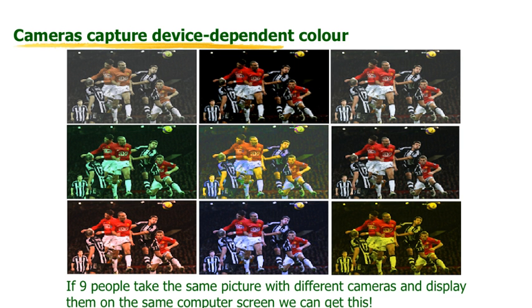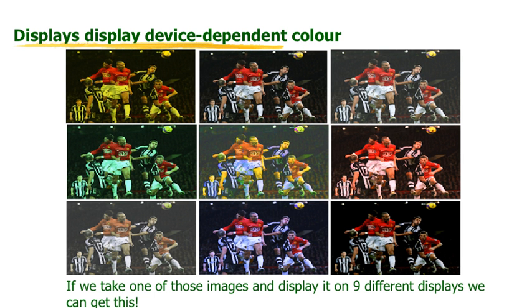I like to give the example that if 9 people took the same picture at a football match with different cameras and brought them back and displayed all 9 on the same computer screen, without colour management we'd get this, or worse. And this is because different cameras have also different spectral sensitivities, so different cameras have essentially different RGB colour spaces. If we then take one of these images, for example the one in the centre, and display that image on 9 different displays, then again we could get this sort of variability because of the reasons I've been discussing.